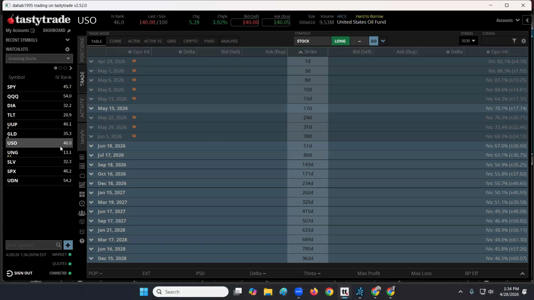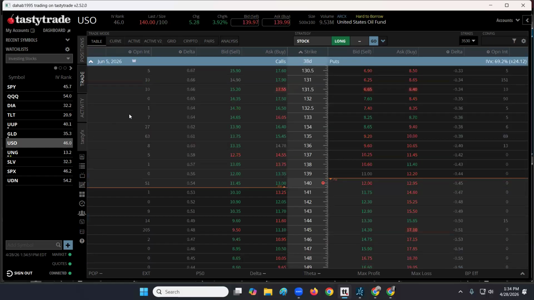But if I was to take this swing trade, I'd be looking for the options nearest 45 days. So in the middle are how many days left in the contract. The nearest one right here is 38, and the contract is June 5th. So it expires on June 5th, 38 days left. So let me open up the contract. And on the left, the calls, the right, the puts.